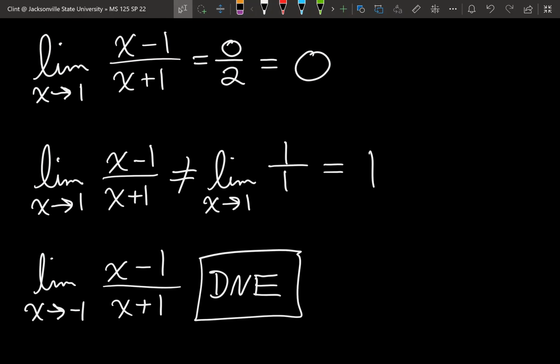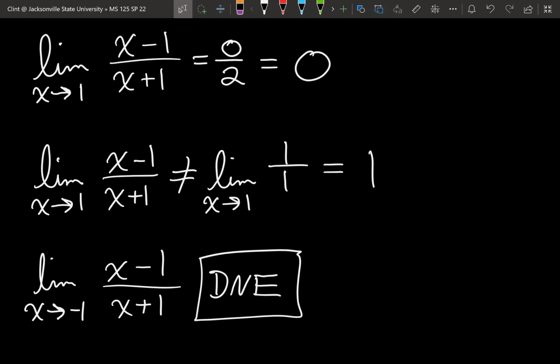So either situation, 0 on top, 0 on the bottom, neither way do we get 1. Okay. So L'Hopital's rule doesn't work here because we're not in indeterminate form.